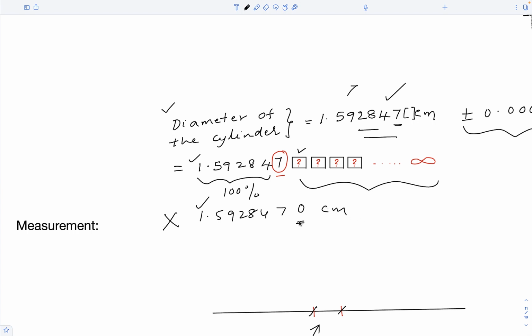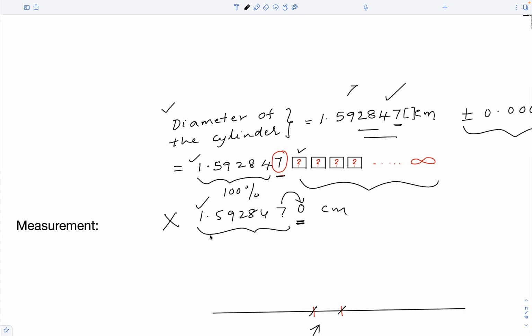in every measurement the last digit is the estimated digit or the doubtful digit. So if you add a trailing 0, then the reader would think that this is the doubtful digit and the values of all other digits are known with 100% certainty. But that is not the case. Actually, this 7 is the doubtful digit. So by adding this trailing 0, we are incorrectly shifting the uncertainty from this digit to this digit.